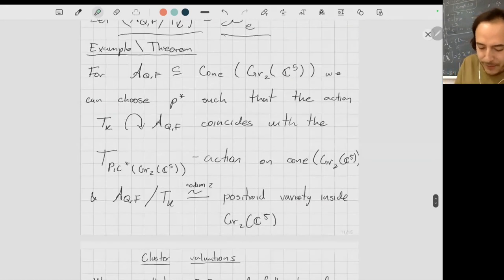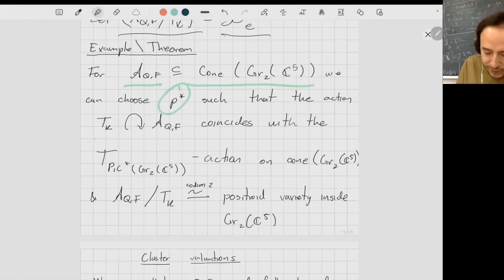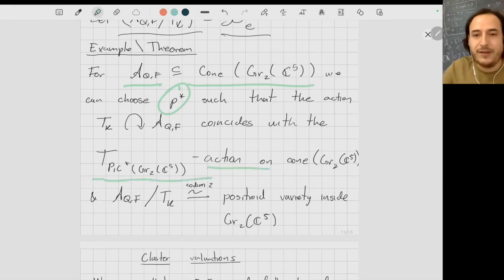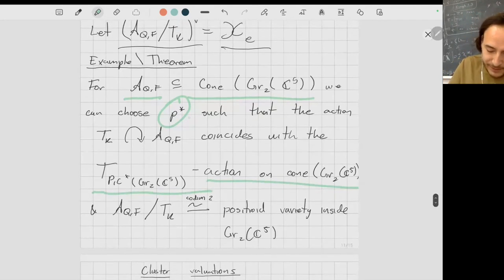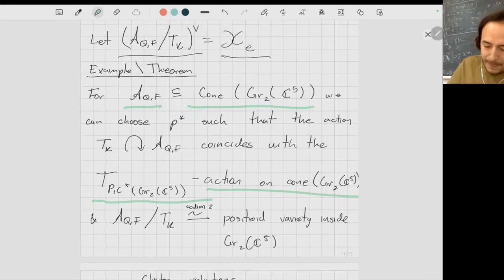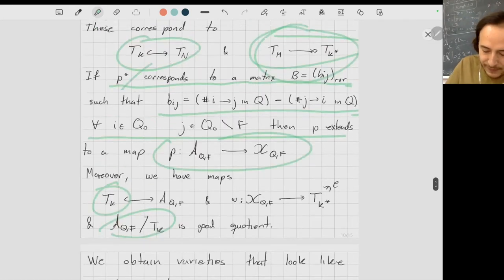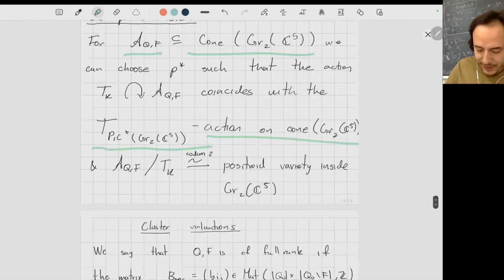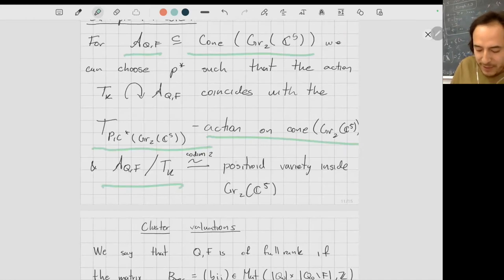Maybe in the running example, here is my A variety inside my affine cone. The claim is that we can choose a cluster ensemble map such that the action of the corresponding torus coincides with the action of T peak dual on the cone. So in this example the theorem tells me there's a map, because the maps satisfying this condition are actually a family of maps. It's not a single map. And the quotient is just going to be, up to dimension 2, the positroid variety inside the Grassmannian. So it's the Grassmannian minus this anti-canonical divisor, up to dimension 2.